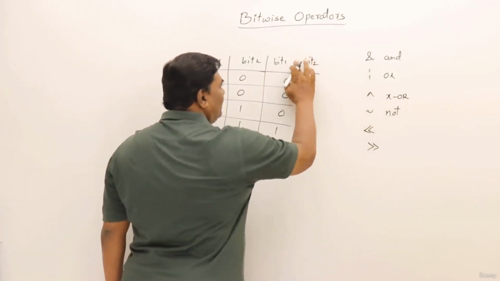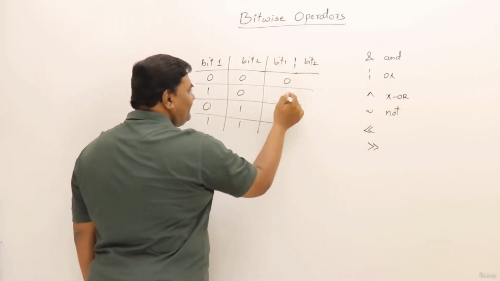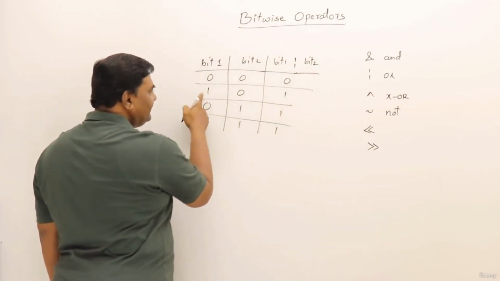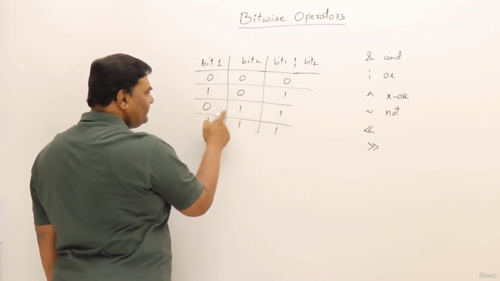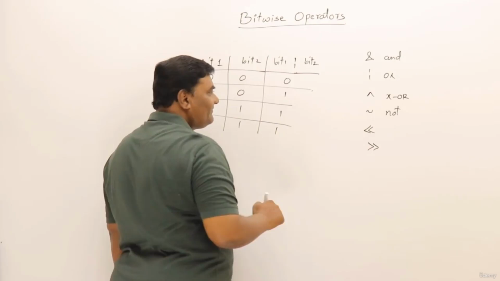Then if I say OR, this will be 1 if any one of the bits is 1. See, this is 1, so the answer is 1. Out of these two bits, this is 1, so the answer is 1. Or both are 1, so the answer is 1.